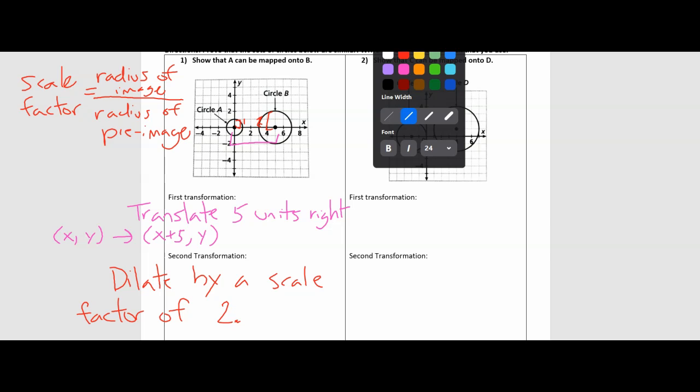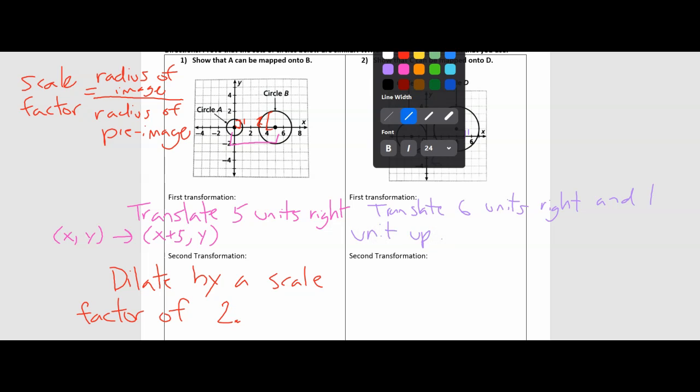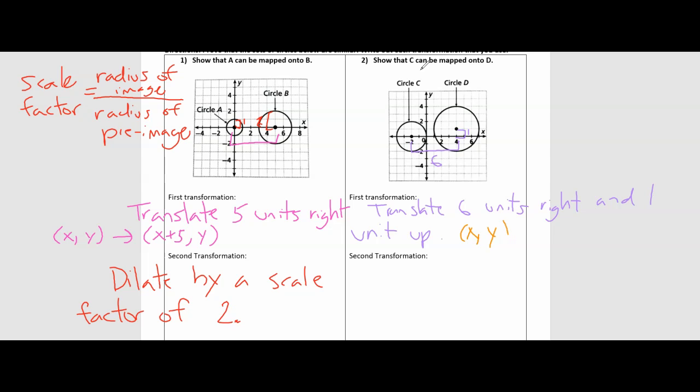Let's look at the second set of circles. Slightly more complicated translation here. We are going to translate 6 units to the right and 1 unit up. Translate 6 units right and 1 unit up. The other way we could do that, if we are going 6 to the right, we are doing x plus 6, and 1 unit up would be y plus 1.